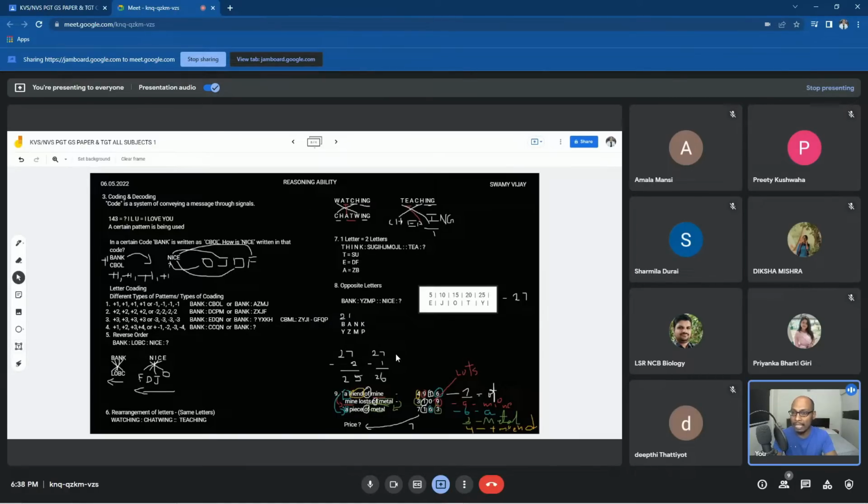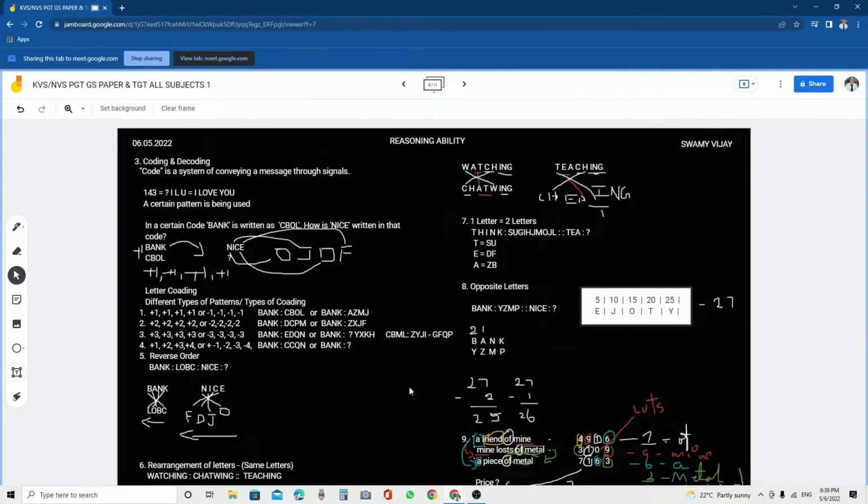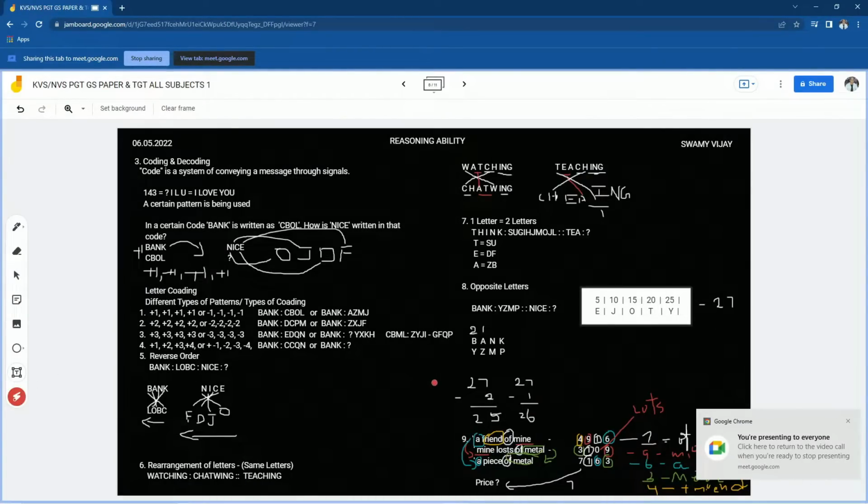For BANK, Y has come, correct? What, sir? For BANK, B is used as E in the same pattern. Yes. I'll use the pointer. Wait a minute. So here you are telling different answers, so that's why I'm trying to explain. You are talking about the +3 pattern, am I right, Sharmila? Yes. Sir, if you see, B has become E. How has B become E?